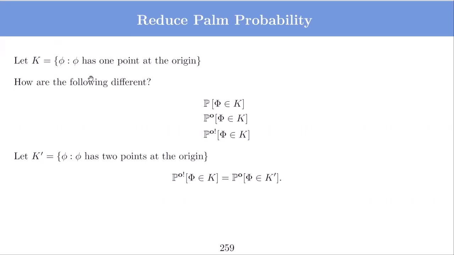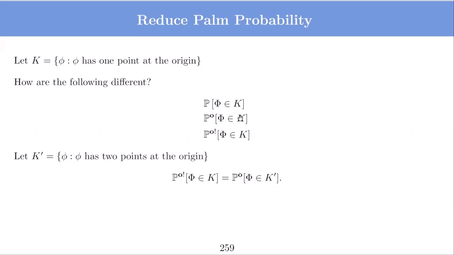Okay, let's take an example. Suppose K is the property made from all realizations, such that the realization has one point at the origin. This is the property I want to know. So what is the probability that phi belongs to K? That is, what is the probability that phi has one point at the origin? Suppose we take the Poisson point process with uniform density. Then the probability that there is a point at the origin is 0. The probability that a point is anywhere specific is 0.